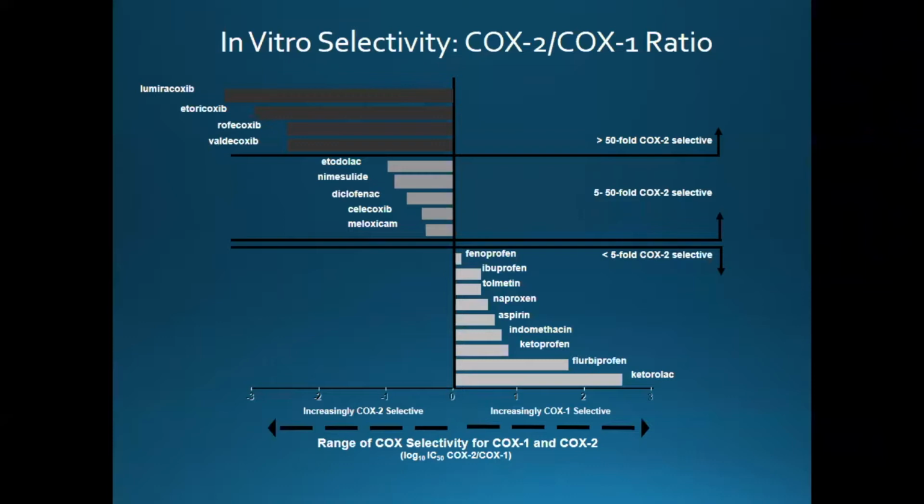Continuum, really. All of the true COX-2 selective drugs that are up at the top are no longer on the market in the U.S. And so in actuality, our most COX-2 selective NSAID based on IC50 ratios of those different cyclooxygenase drugs is Etodolac. Now, clinically, is there really that big of a difference between Etodolac, diclofenac, celecoxib, or meloxicam based on that? It's tough to say.